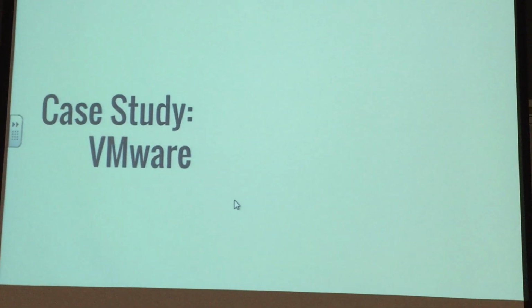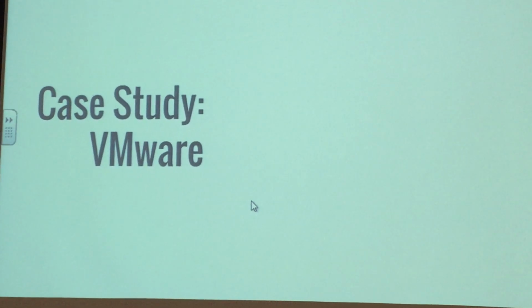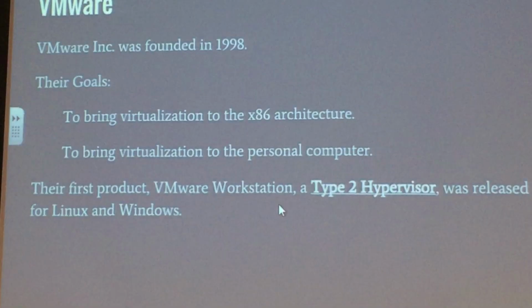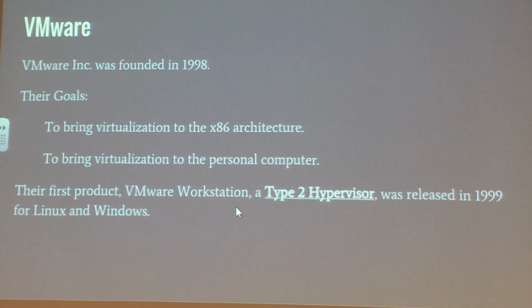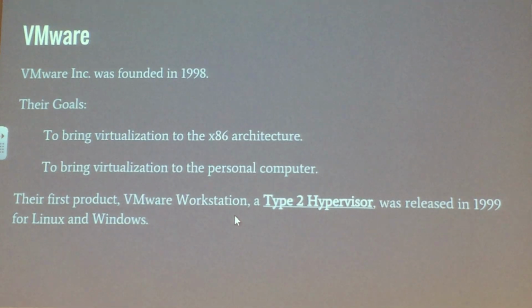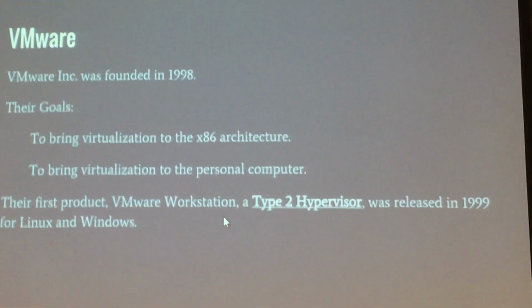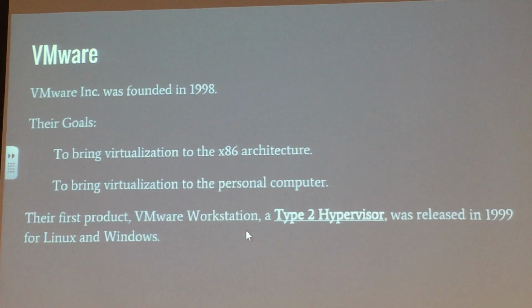Okay, I'll be covering VMware and their software, VMware Workstation. VMware was founded in 1998. Their goals were to implement virtualization in the x86 architecture and to bring virtualization to the personal computer. And they did so in 1999 with a Type 2 hypervisor, VMware Workstation, that ran on Linux and on Windows.